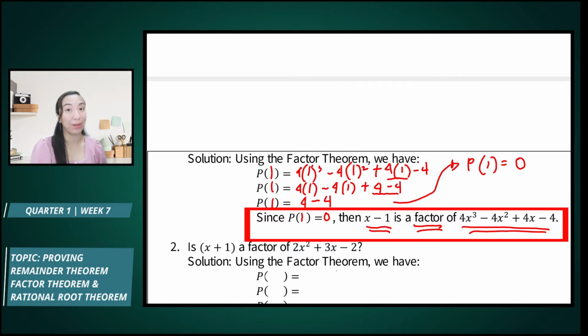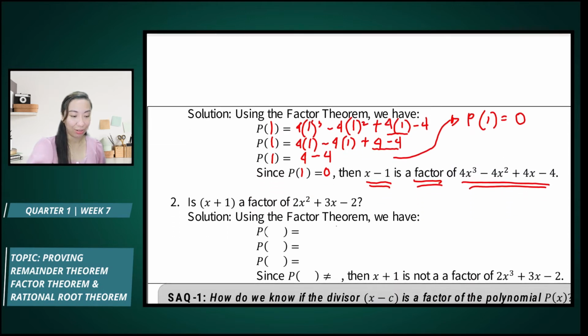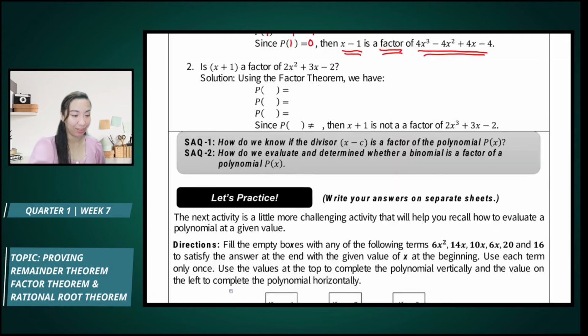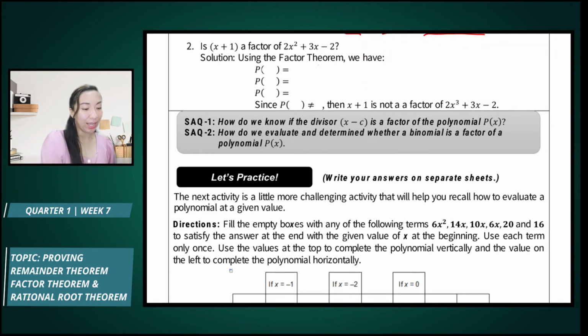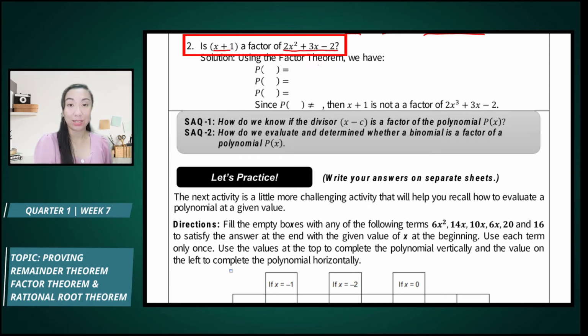So, it's that easy. If the result or the remainder is 0, then we can conclude that the given divisor is a factor of the given polynomial. So, let's have another example. Example number 2: is x plus 1 a factor of 2x squared plus 3x minus 2? Let's figure out using the factor theorem.